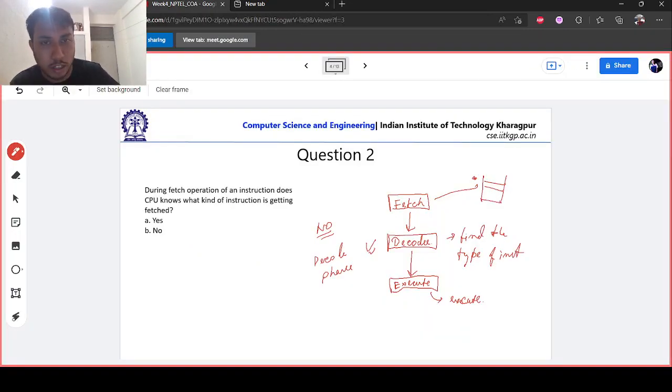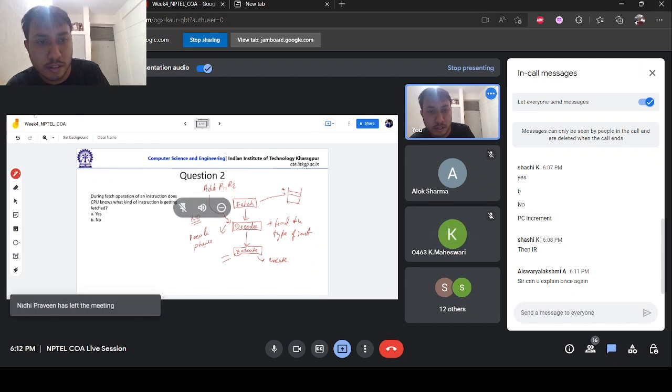So if an instruction is add r1 r2, in this stage the CPU gets to recognize what the operation is and what the operands are. So here the CPU understands, okay, it is an add instruction and the operands are r1 and r2, and here it performs the operation using the ALU. Clear?